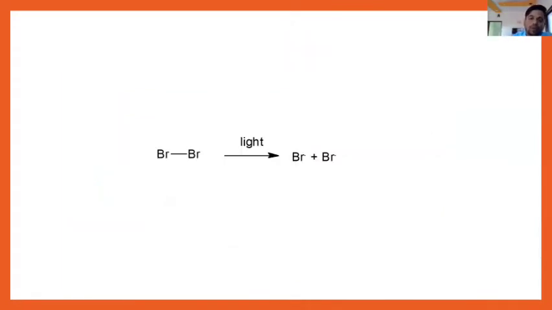Okay. So now a very simple example: a bromine molecule. When a bromine molecule is exposed to light, it gives the formation of Br radical plus Br radical. So this is an example of homolytic cleavage. When a bromine molecule is exposed to light, it gives bromine radical plus bromine radical, and it is an example of homolytic bond cleavage.